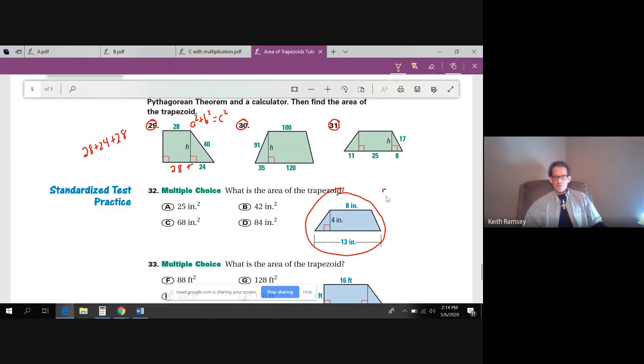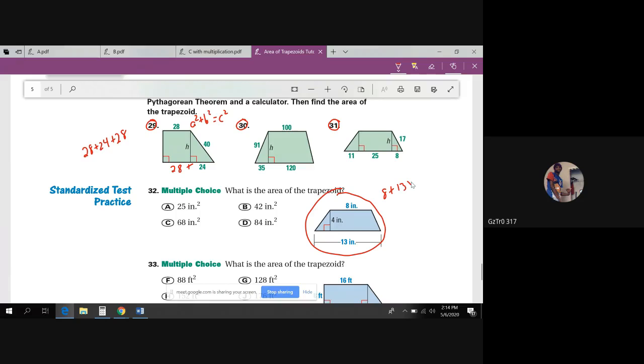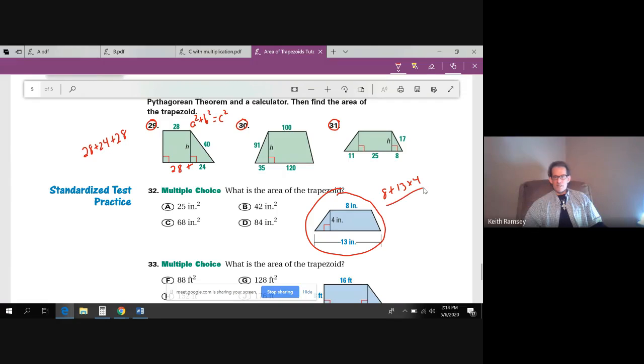So for this, we do 8 plus 13 times the height, and we divide that by 2. It's a pretty simple one. So 8 plus 13 is going to simply equal 21 times 4, and then you find half of that. So 21 times 4 is going to equal 84. And then you're just going to divide that by 2, and you're going to get 42. So this would simplify to 42, and then you can see that would be choice B.